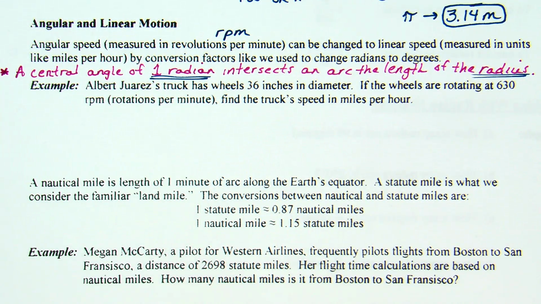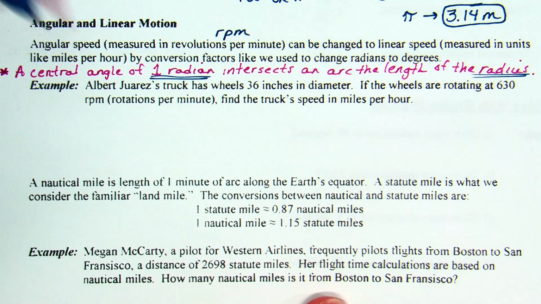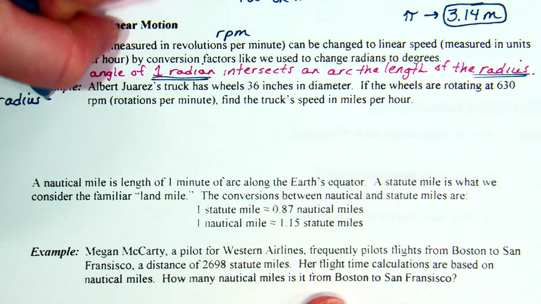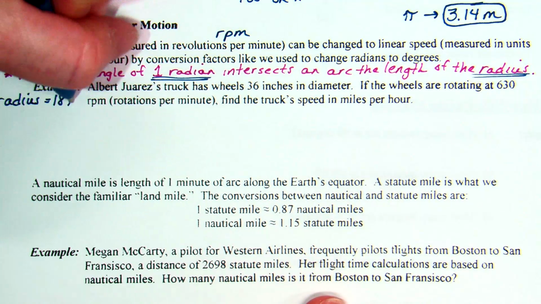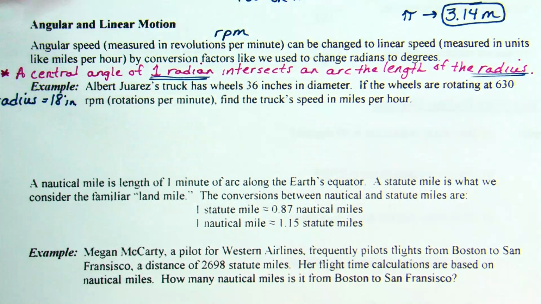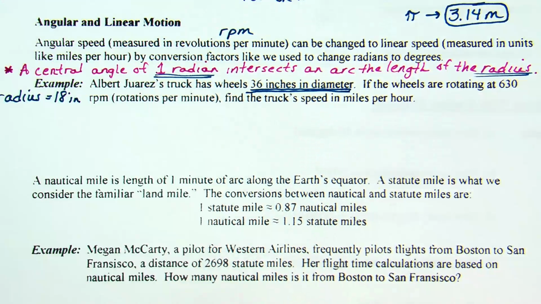What do we know about Albert's truck? Wheels are 36 inches in diameter. If the wheels are 36 inches in diameter, what's that tell you? Okay, so you guys are catching on that we're going to have to know the radius, yes? So I'm just writing it down here, the radius is 18, what are we talking? Inches. Gotta get my labels right. So 36 inches in diameter, we all know, is equivalent to an 18-inch radius.